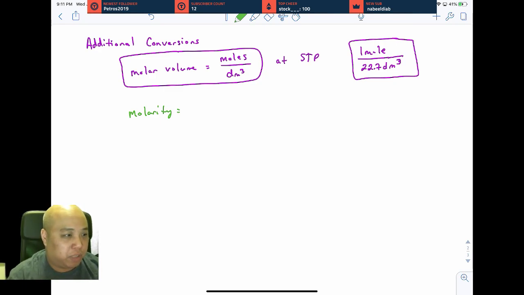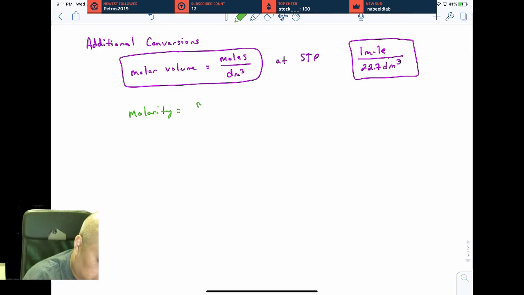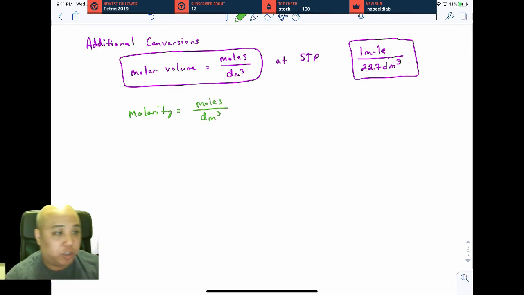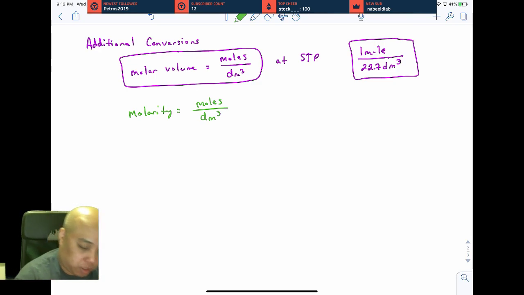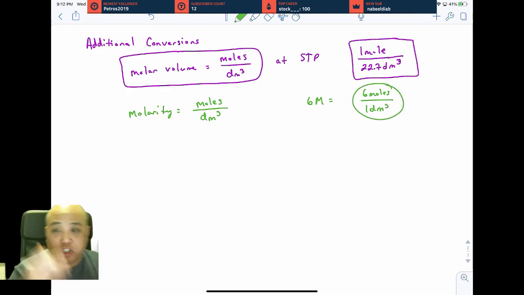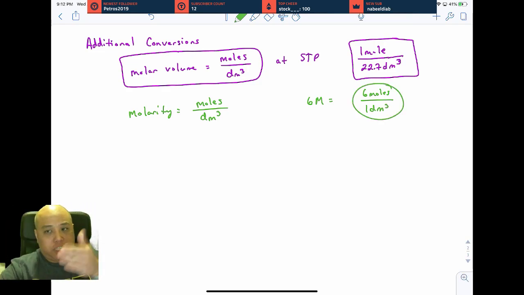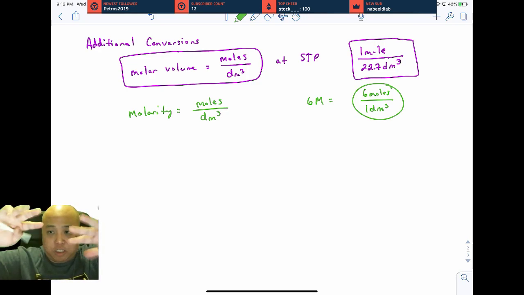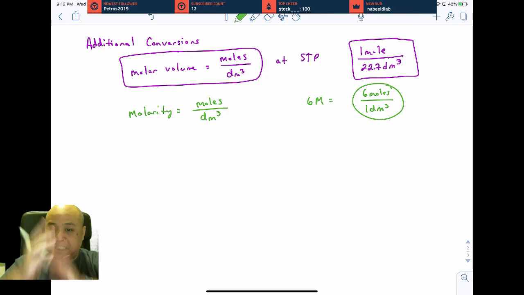I know we're getting a lot of people watching in here now. So molarity is another equation that you need to be familiar with. Molarity is moles over volume. And so you're going to have some molarity. Let's say you have 6 molar. That's equal to 6 moles over 1 decimeter cubed. And so that's the conversion that you're going to use in your factor label, your proportion method. You can flip it upside down. You can use it this way.